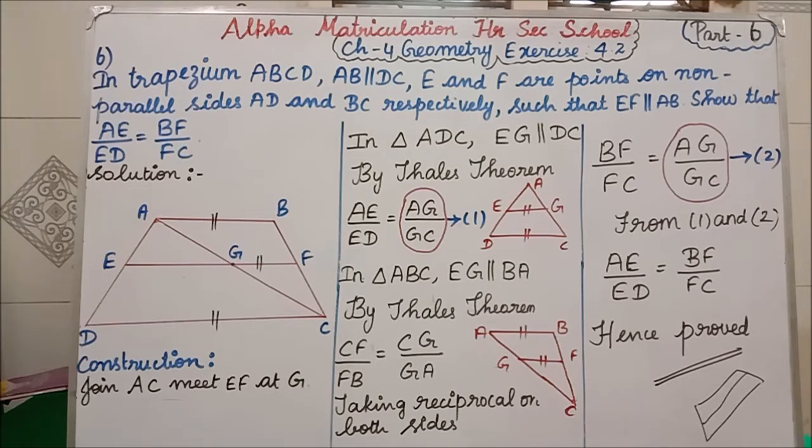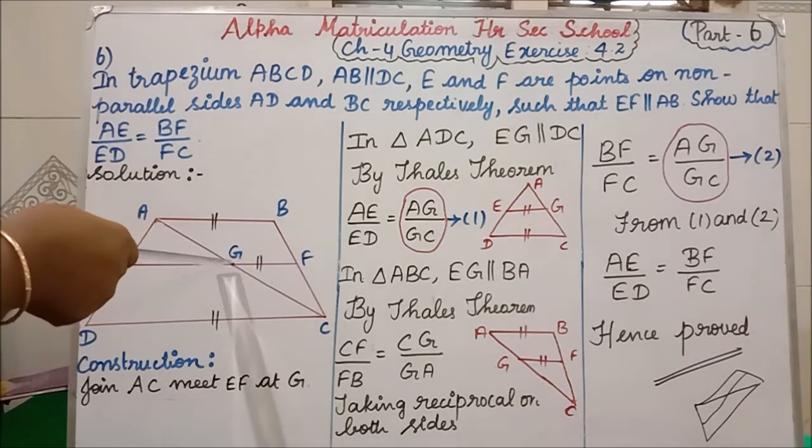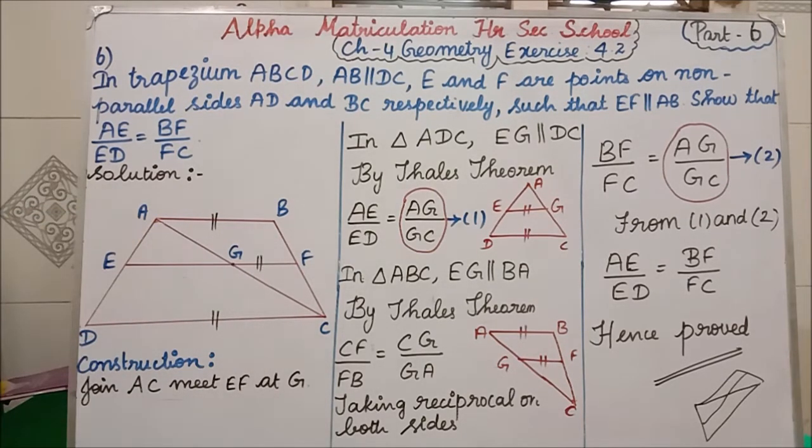No, we cannot draw the triangle. So what we are doing is constructing a line in between. Clear, all of you? So what we are doing here? We are joining AC. Clear? We are joining AC, and it has to meet EF at G. Clear, students? Clear all of you?